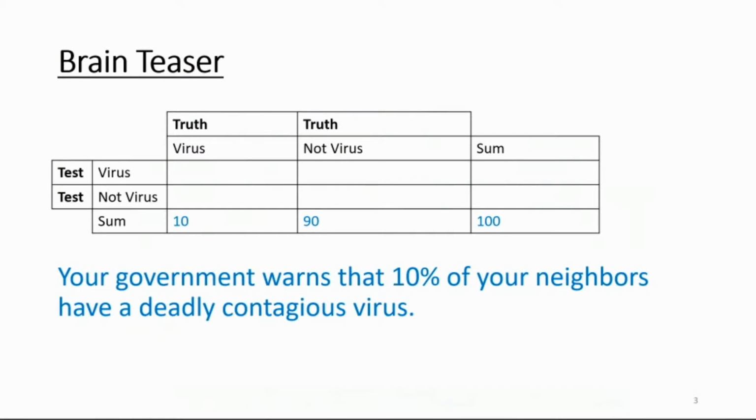So what we have here is a table, and in the columns are the categories of the truth. Either you have the virus or you don't have the virus. And in the rows are the results of the test. The test says you either have the virus or you don't have the virus. So the first claim was from the government, that 10% of your neighbors have a deadly contagious virus. So if we envision your neighborhood as 100% of your neighborhood, which is in the lower right, then in the column under truth, you have 10% of your neighborhood has the virus.